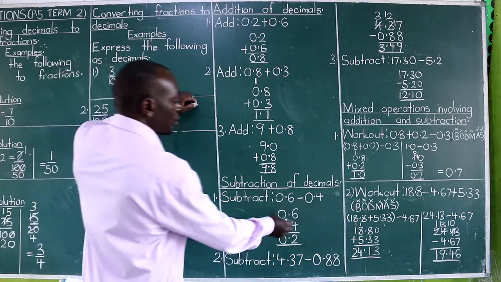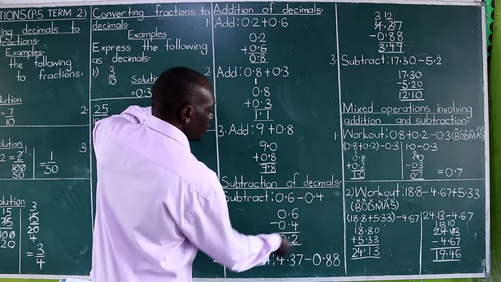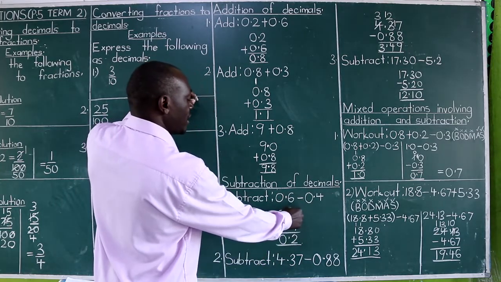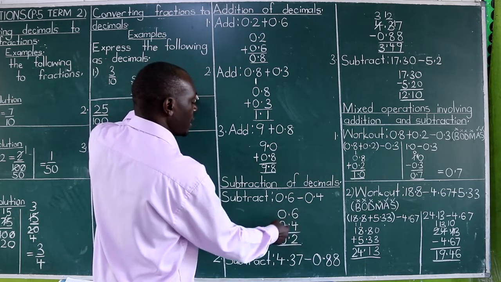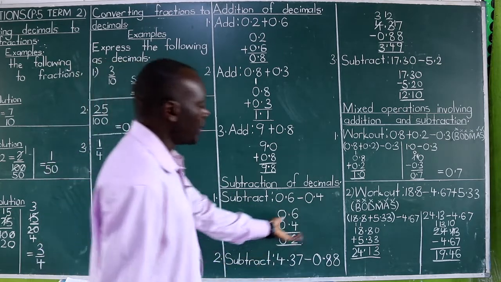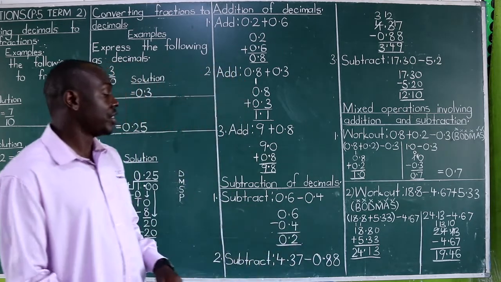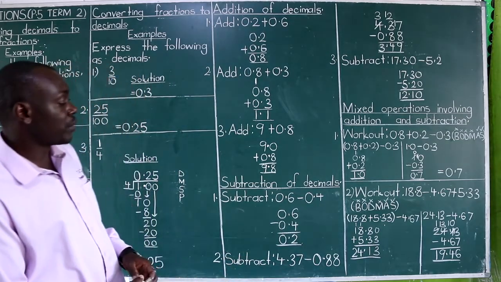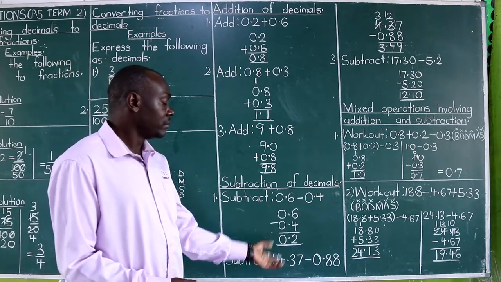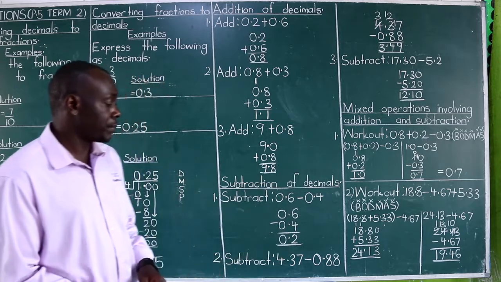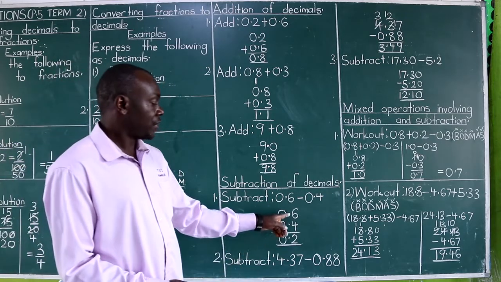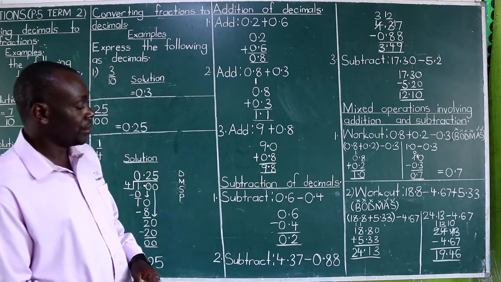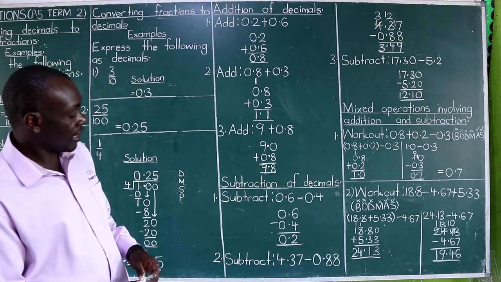We still put point, equals, 0.6 minus 0.4. Subtract 6 and 4 and get 2. 0 minus 0 and get 0. Then the answer is 0.2. The way we did for addition is the way we do here for subtraction. You order them in their place values properly, after the points are aligned in the same vertical order, and then you will never fail the number.